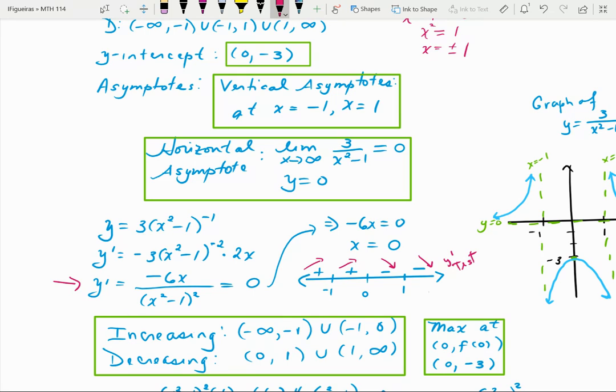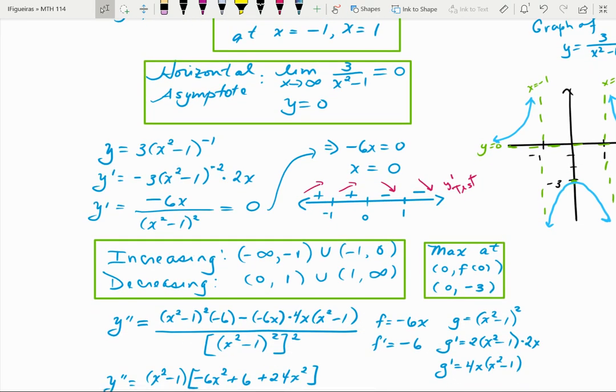So in summary, your graph is increasing from -infinity to -1, and again from -1 to 0, and it's decreasing from 0 to 1, and again from 1 to infinity. But that means that I have a maximum point at 0. And when x is 0, your f of 0 is -3. Remember, we found that point earlier. It also happens to be our y-intercept. So (0, -3) is your y-intercept. It's also your maximum point.